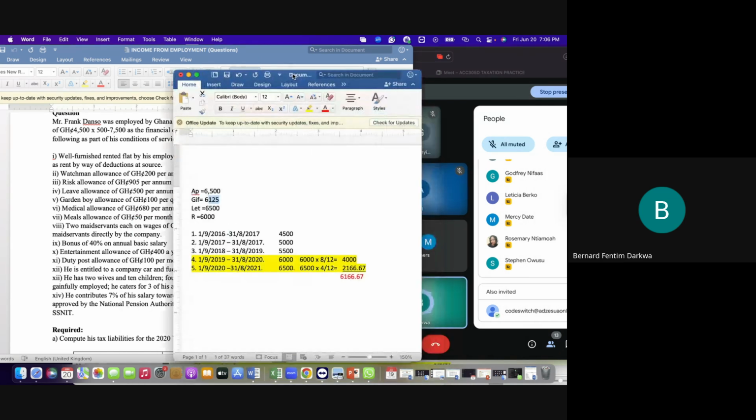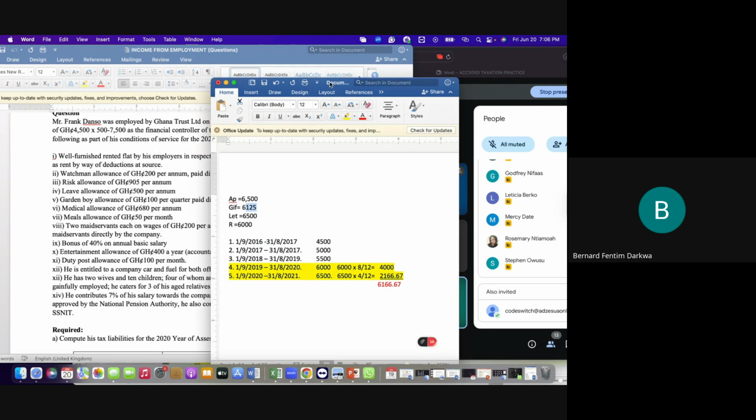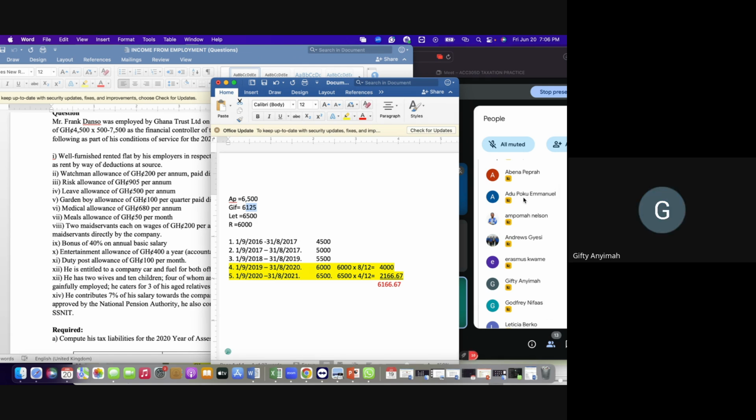Who is trying? Gifty, are you done? I'm on it. You hear him on the crowd said, hey, you shall beware. Taxation, unlike taxation. It's not easy, but I think we are trying.